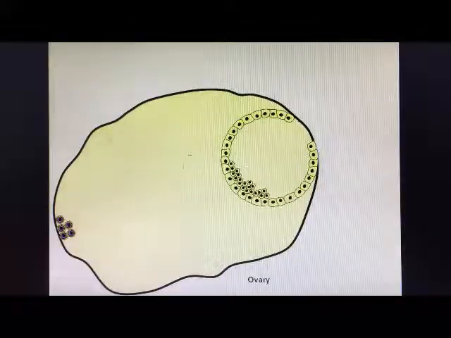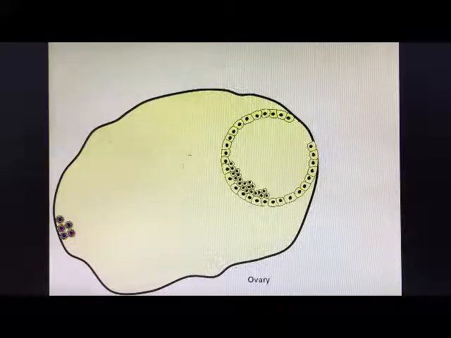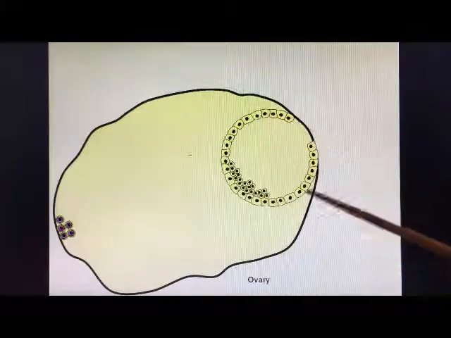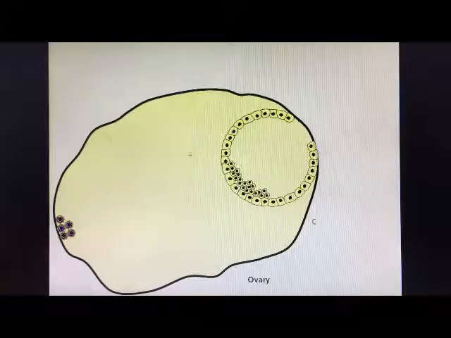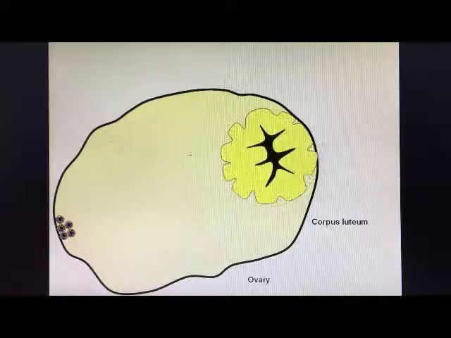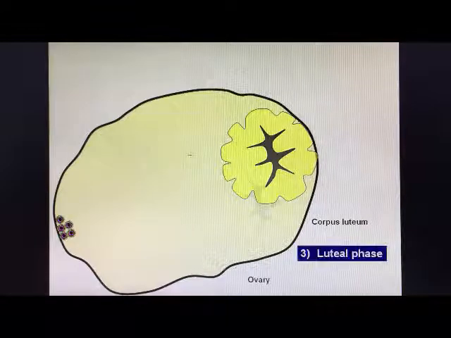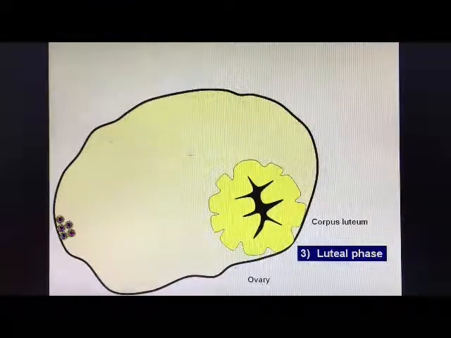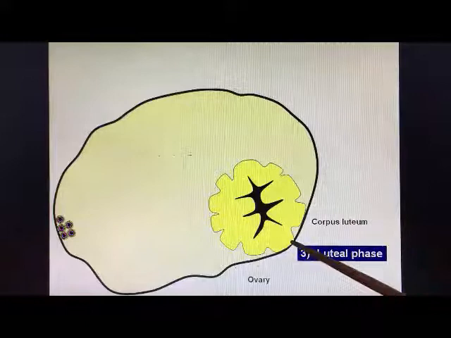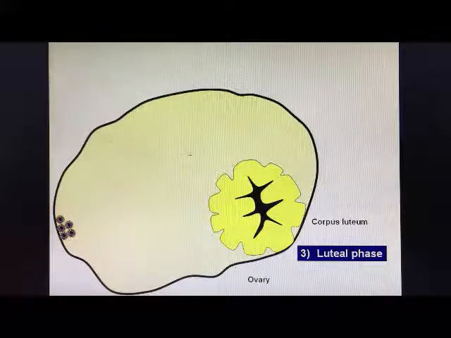Now we move on to the last stage, which is the luteal phase. The remaining follicle will now be transformed into the corpus luteum, a yellowish body inside the ovary. The corpus luteum will secrete 2 types of hormones, namely estrogen and progesterone. Both hormones will affect the endometrium lining in the uterus.